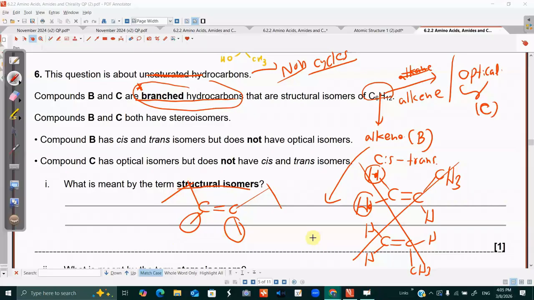So I just can't. Does it have to be 4 different groups then? Not 4 different groups, 2 different. No, you can't have 4 different groups, because it's an alkene. You can have only 3 groups attached. Forget about 4 different groups. 4 different groups are for optical isomers. For cis-trans isomers, focus on the double bond, right?